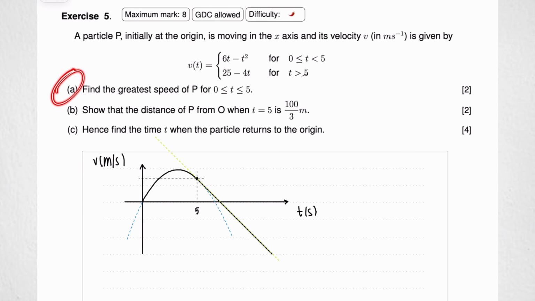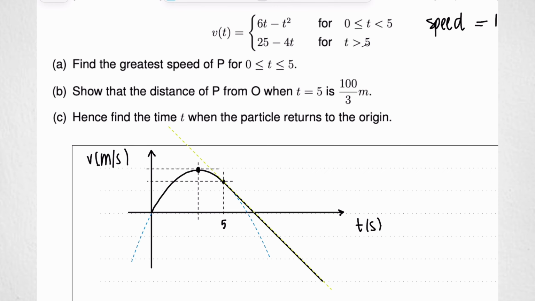And if we want to find the greatest speed from 0 to 5, given that the speed is the absolute value of velocity, but from 0 to 5 the velocity is positive, we can just find the greatest velocity, which happens on the vertex. And this vertex is located at t equal 3, and the velocity there is 9 meters per second. So that is the greatest speed.